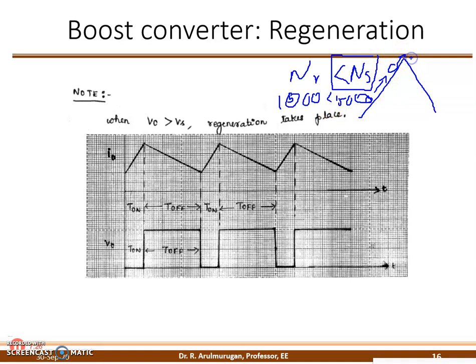But once the vehicle is coming down from the top to the bottom, what about the speed now? The rotor speed is very high, so the rotor speed is greater than the synchronous speed. The synchronous speed is 1500, but now the rotor speed is 2000 rpm. Whenever the rotor speed is higher than the synchronous speed, it acts as a generator. This is one concept.